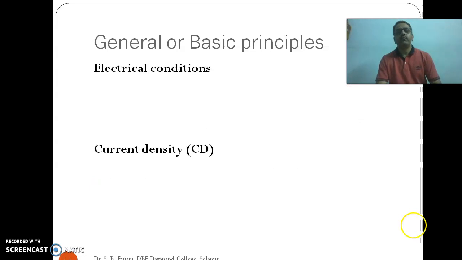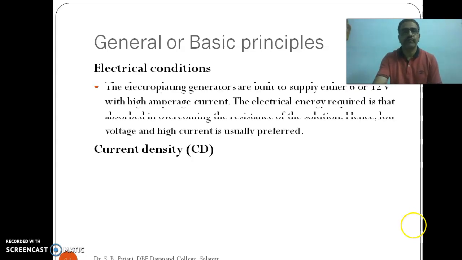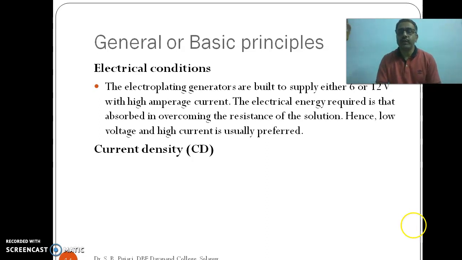So one by one we now start the general principles involved in electroplating. We'll start with electrical conditions. Electroplating generators are required to supply either 6 volt or 12 volt with high amperage current. Almost all electroplating baths work with low voltage and high amperage current. The electrical energy required is that absorbed in overcoming the resistance of the solution, and hence low voltage and high current is usually preferred.